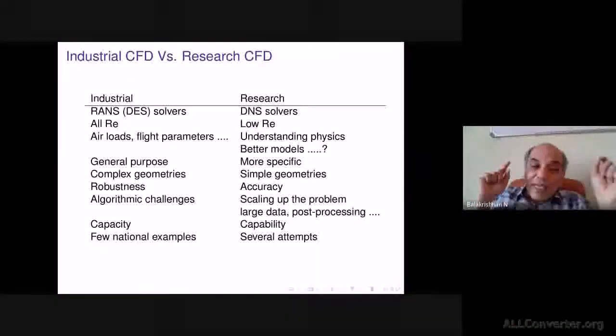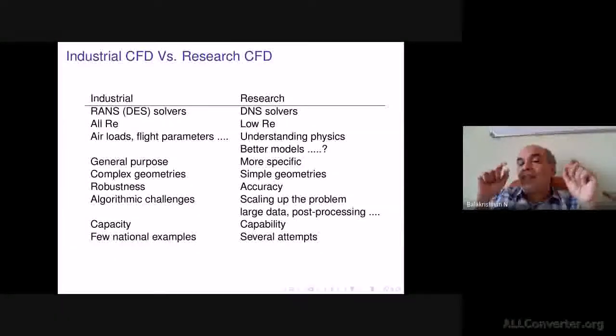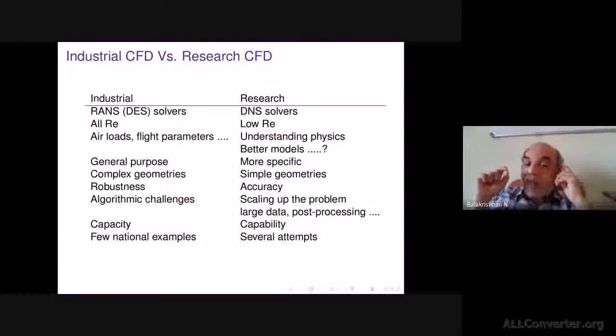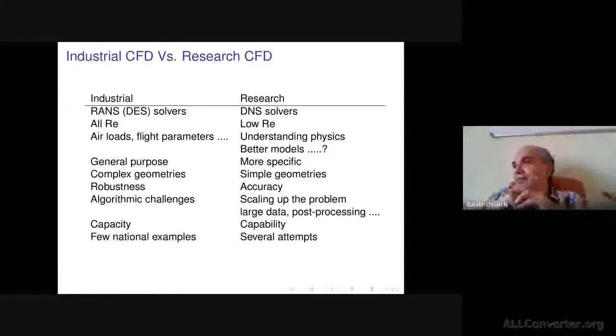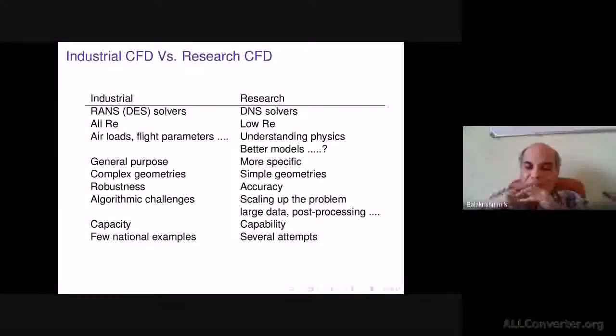So when I'm saying that robustness is a key criterion, what it means is that robustness is extremely important from the process automation point of view. Okay, on the other hand, what is important for academic research, DNS kind of calculation, is accuracy. It is accuracy that is very, very important.